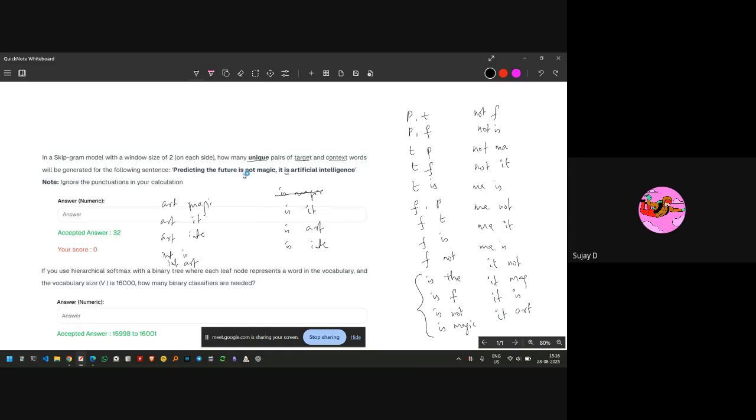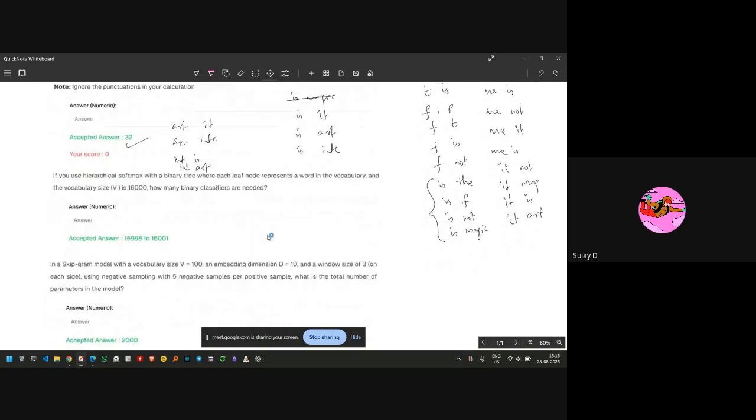Is 2, right? Oh, we will count artificial and magic because sizes of two now. What? We will not count artificial and magic. Oh, okay, one, two. Yes, you are right. This 32 is wrong actually. 32? Yes, roughly. Okay. Next one.